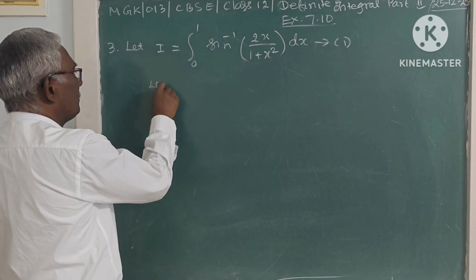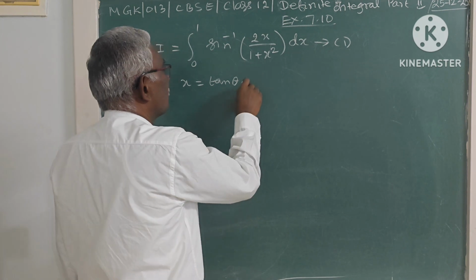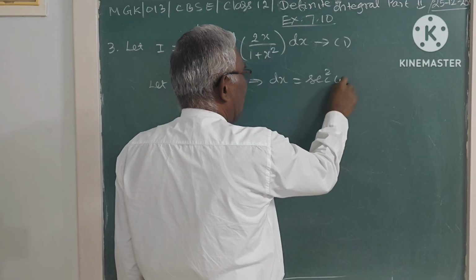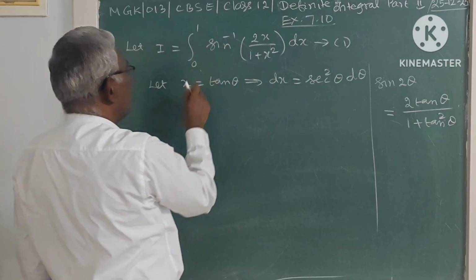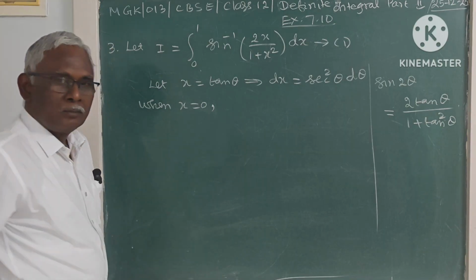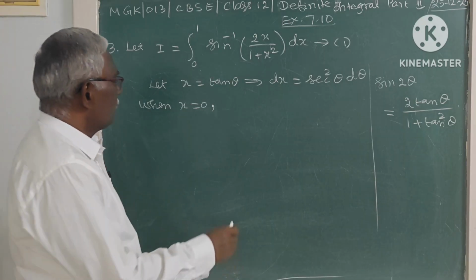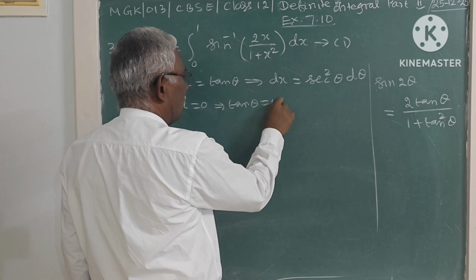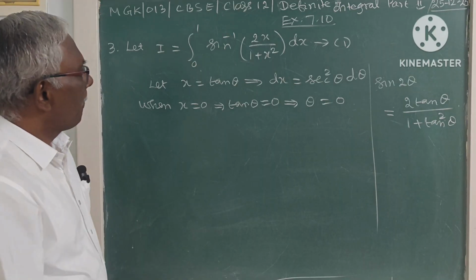So let x is equal to tan theta. This gives dx is equal to secant square theta d theta. Here x varies from 0 to 1. When x is 0, put x is 0 here, tan theta is 0. This gives tan theta is equal to 0. Again this gives theta is equal to 0, because tan 0 is equal to 0.